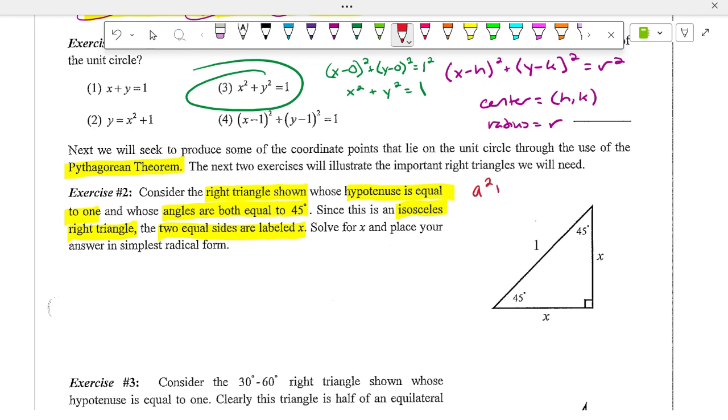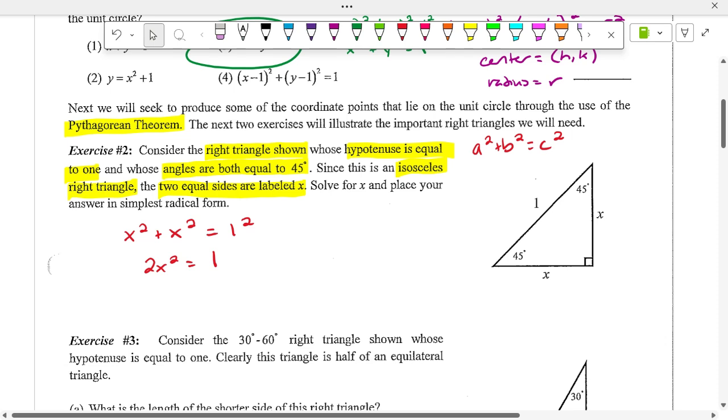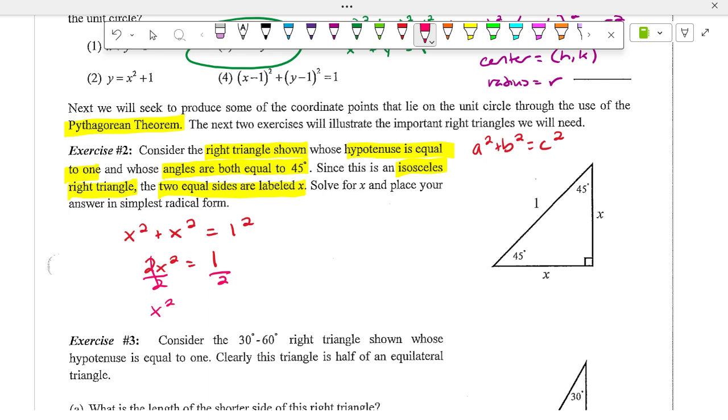So recall, the Pythagorean theorem is a squared plus b squared is equal to c squared. How would I set this up using the values on this triangle? x squared plus x squared is equal to 1 squared. Now, aren't these like terms? x squared and x squared? So if I combine like terms, 2x squared is equal to 1 squared, which is 1. Before I can take a square root, I got to do what first? Divide by 2. This will be x squared is equal to 1/2.